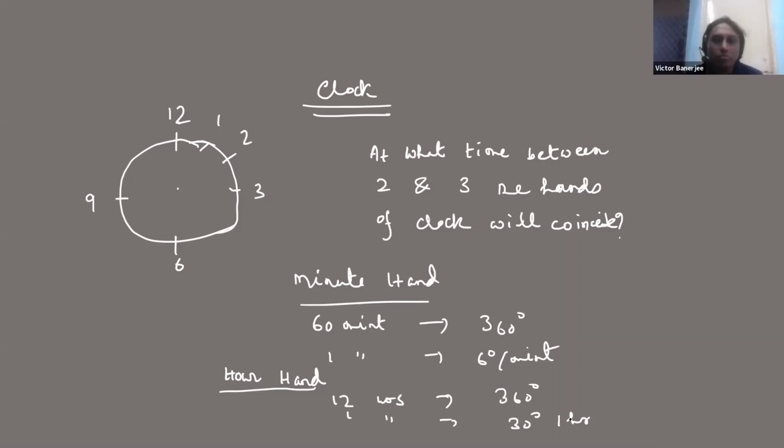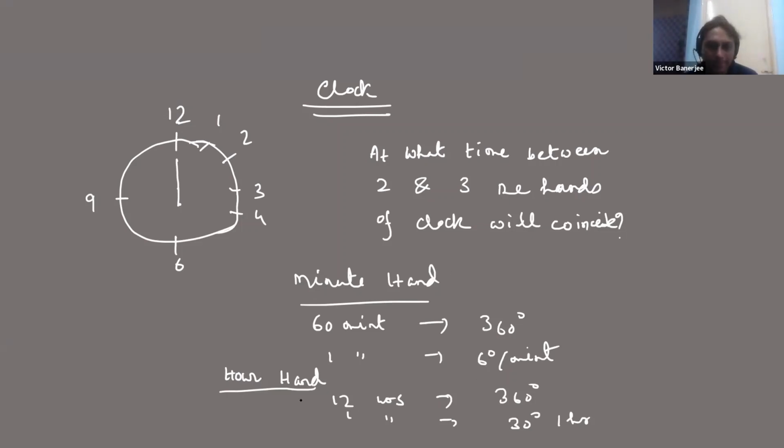So if I ask you, it is 4 p.m. now. What is the angle between the two hands of the clock? So it is 4 p.m. What is the angle between the two hands of the clock? So it will be 120, sir. 120, right?